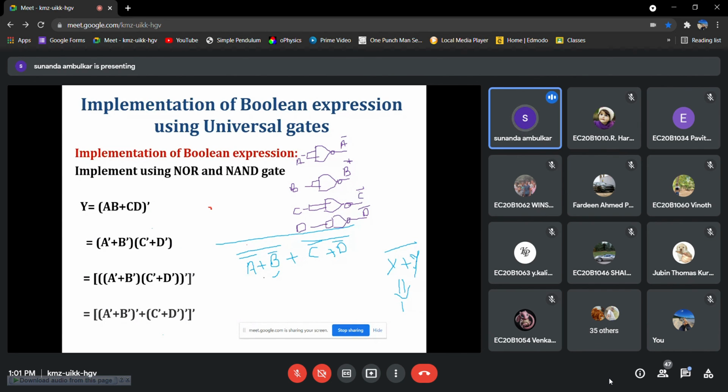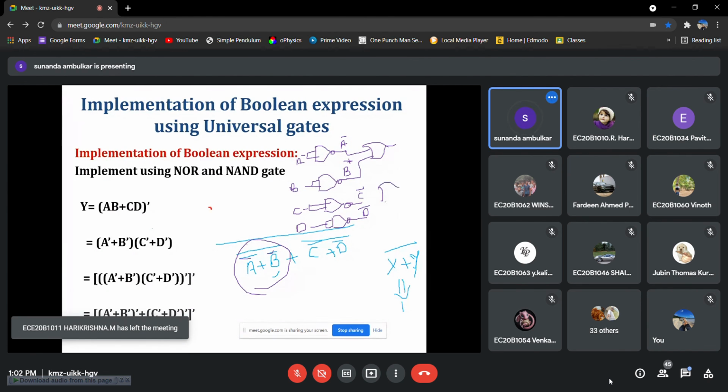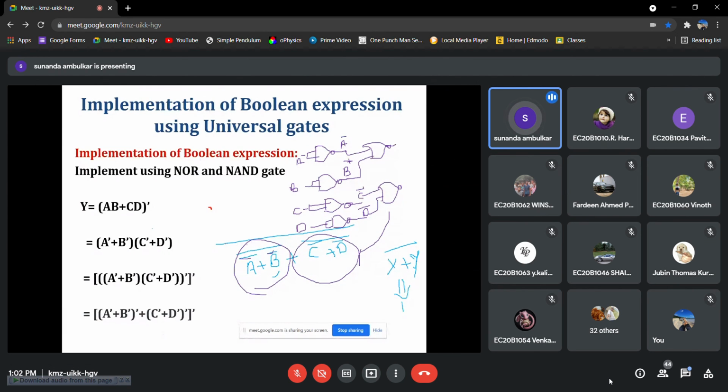Now these are the inputs of the next NOR gate. So we will use another NOR gate. The inputs of that are A bar plus B bar and C bar plus D bar. So it will make this term, next with the bubble. Here it will go as an input. Okay, so this one is this one. Next is the whole bar.